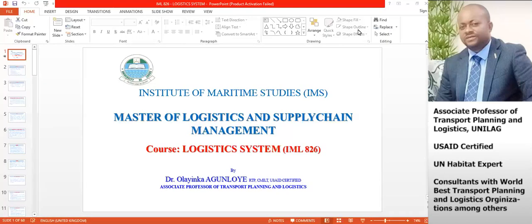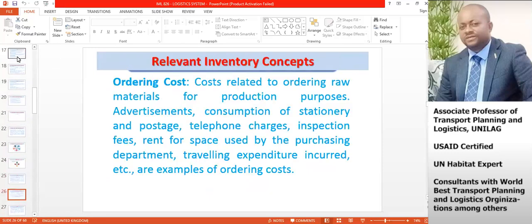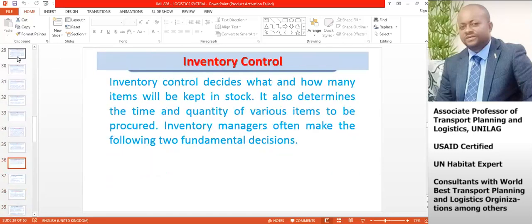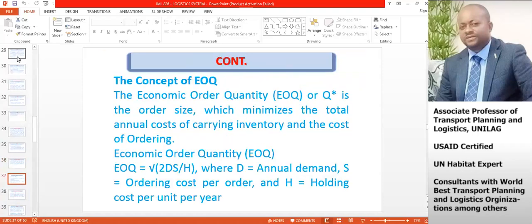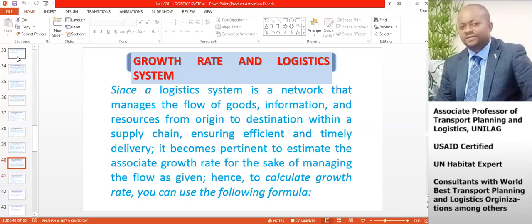Starting with the growth rates. How do you get your growth rate when you are not given it in that question for demand forecasting? So today we are going to be looking at all the different dimensions that demand forecasting will take. Therefore, we are going to be considering the topic growth rate and logistics system. That's what we are going to be considering this evening.